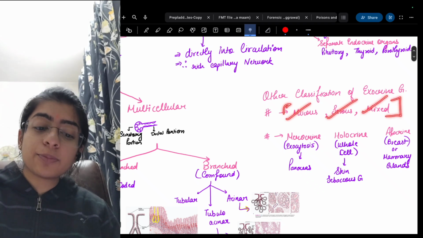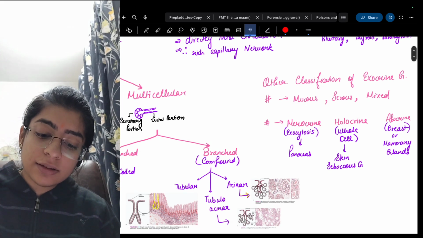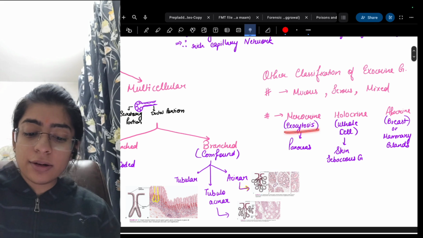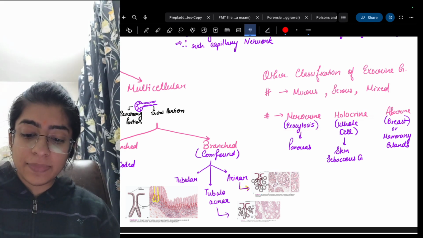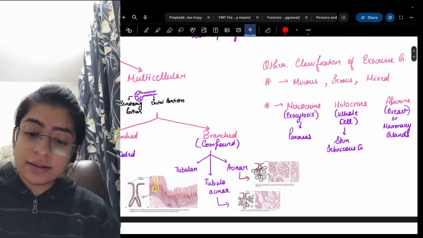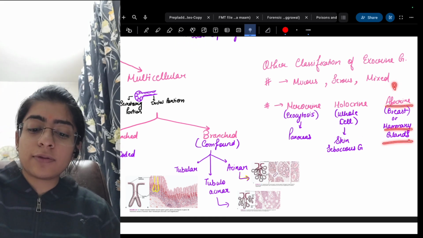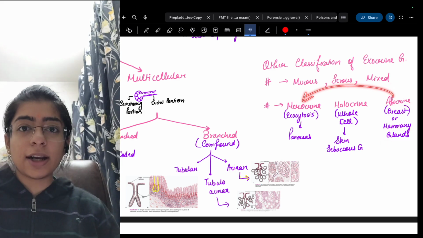The other classification is mucus, serous, mixed. This classification is important in the case of salivary glands, right? So next is merocrine, holocrine and apocrine. Merocrine is exocytosis, like pancreas. Holocrine is the whole cell, like in skin, sebaceous glands. And apocrine is mammary glands, in which it is a pinched off type, right? And now we say apocrine is under merocrine, right?